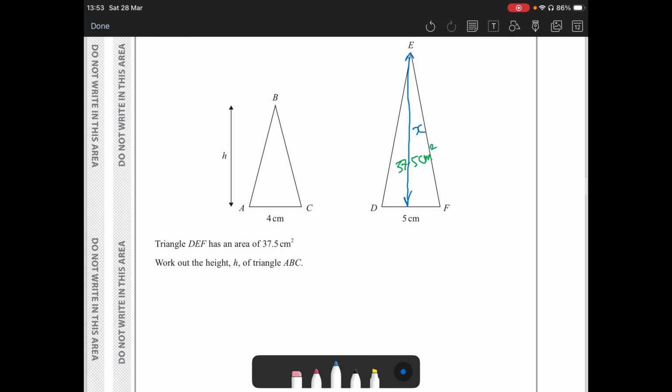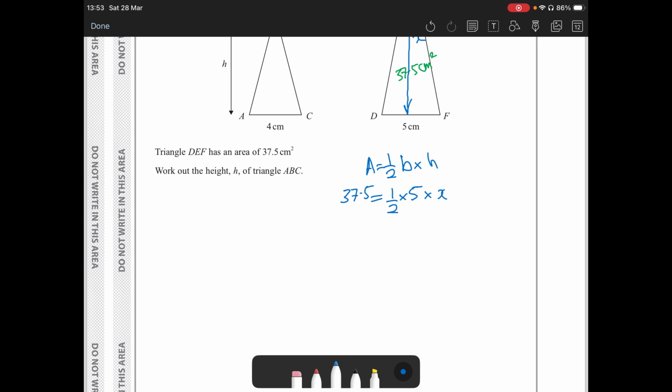But you know the area of a triangle is a half of base times height. So 37.5, the area of this big triangle, equals 1/2 of the base, which is 5, times height, which we don't know. Well, in my case, I'm calling my H for the bigger triangle as the letter X. So let's solve what X is. I'll start by multiplying both sides by 2, because that would cancel out these two fractions on my right. And on the left, 2 lots of 37.5 is 75.